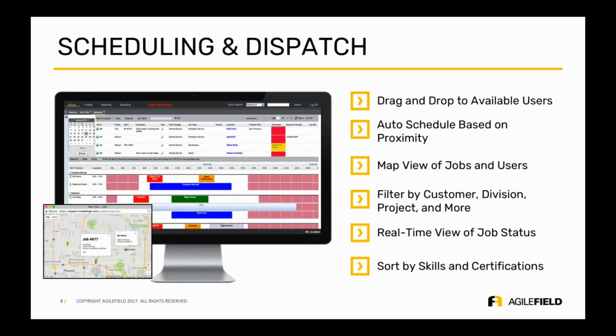The users on the scheduler are sorted by job skills and certifications, and we can filter the scheduler down by specific customers, divisions, projects, and more. The colors of the jobs indicate its status, like scheduled, off-site, or complete, and this provides a real-time view of what's going on in the field.